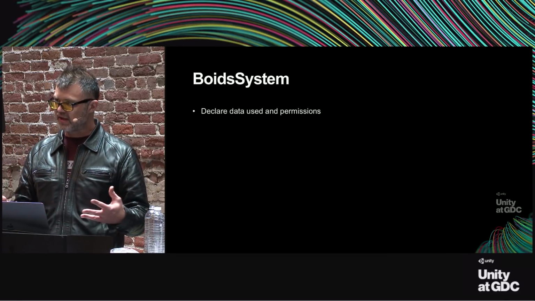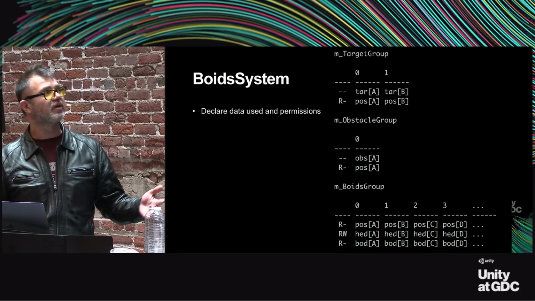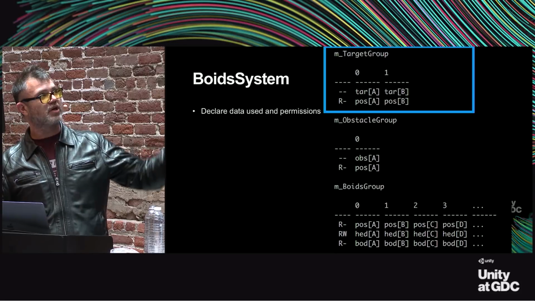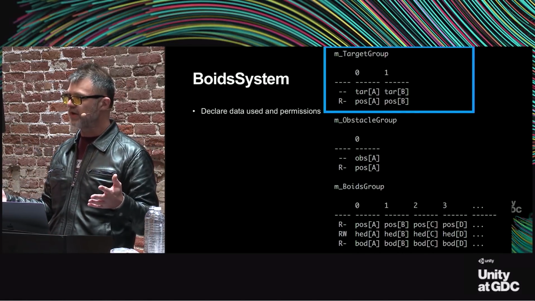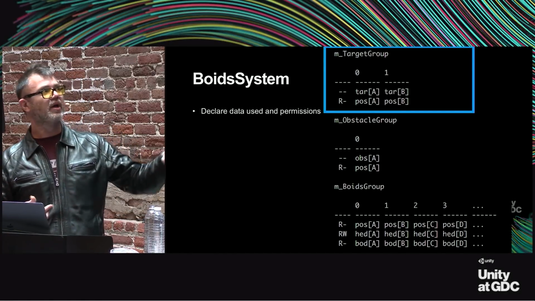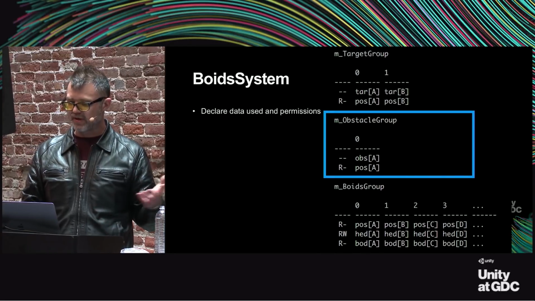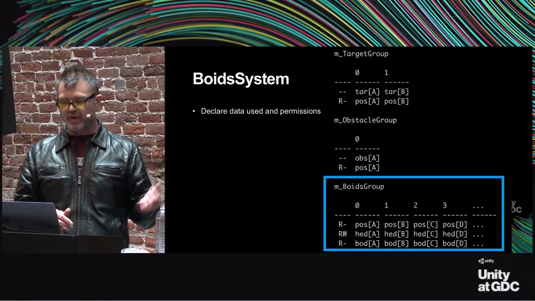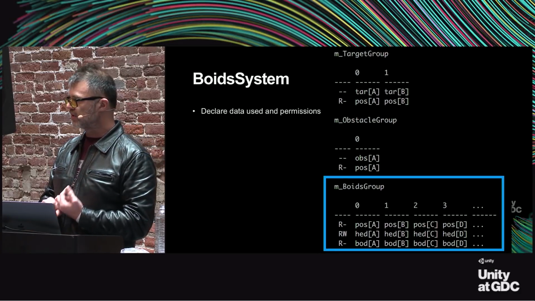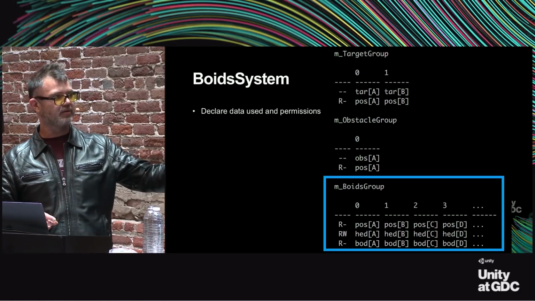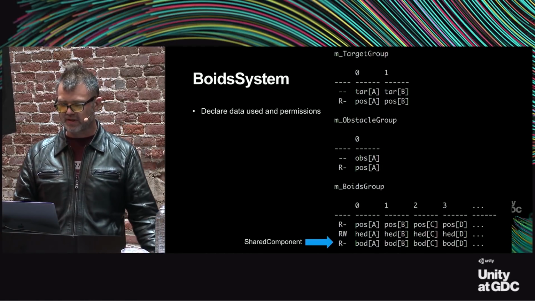So as I said, the next stage is to declare the data used and your permissions. We have those 3 particular groups. So for our target group, I'm not interested in the target component. It's just used as a tag, so I'm not reading from it. But I am interested in reading the positions of those targets, so read-only positions. Similarly for the obstacle group. For the Boids group, I'm reading from the position, I'm reading the value in the Boid component, but I'm writing to the heading. The point of the system is to write to the heading component. So as I said, those 2 are tags.